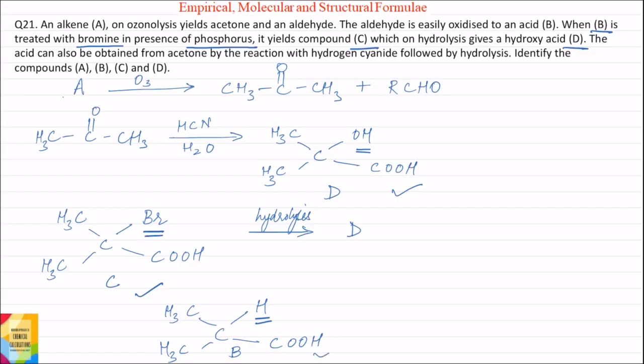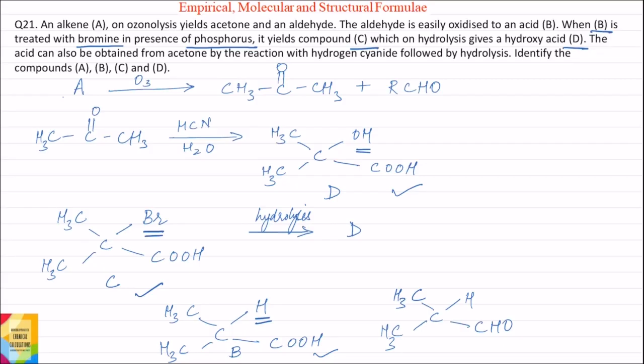So this is the structure of B. Therefore B is the acid which is formed from the oxidation of the aldehyde. Therefore the structure of the aldehyde will be CH3, C, CH3, H, CHO. So this is the structure of the aldehyde.